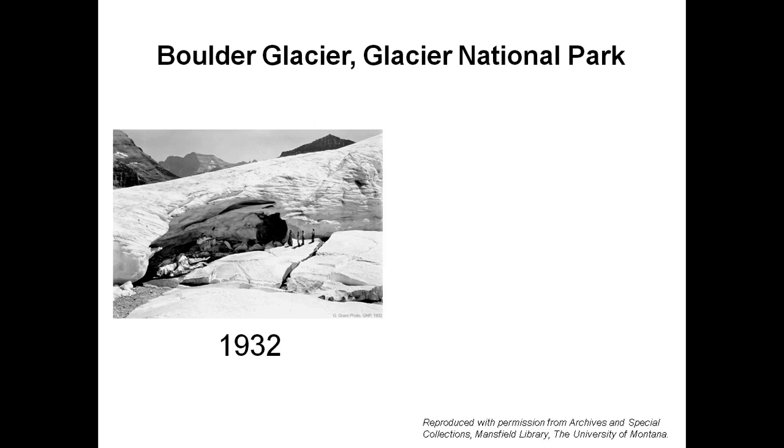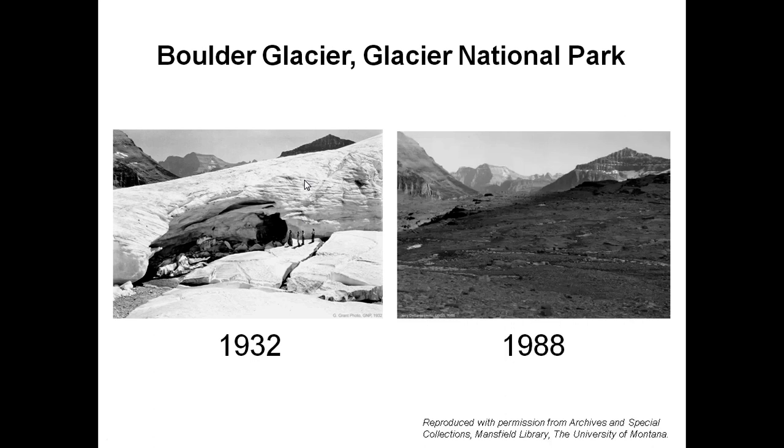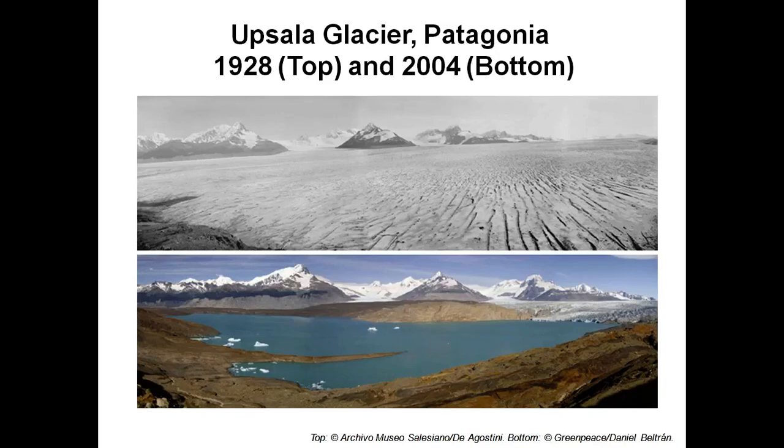This is the Boulder Glacier in Glacier National Park. This is a picture taken in 1932, and you can get a feeling for the scale if you focus on these people right here. And this is 1932, and it's completely gone by 1988. It's gone. It's the same location. And this is Uppsala Glacier in Patagonia, and now we have a huge lake replacing the glacier. So basically these ice caps are melting because of the increasing temperatures.